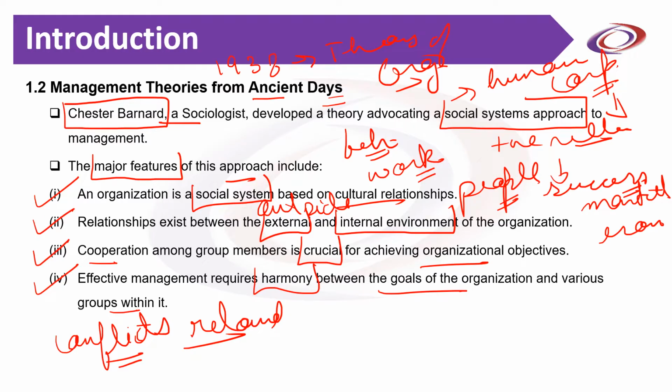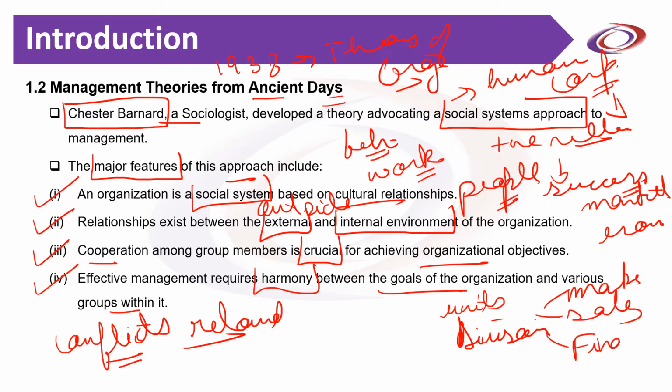Every organization has several units or divisions within it. There are the marketing division, the sales division, the finance division, and each of these units has its own goals. So these goals should be in harmony. They should be working toward the achievement of the goal of the organization. So that is why it is known as a social theory. And social theory indicates that the human factor was focused on. So management theories did exist from the ancient days.